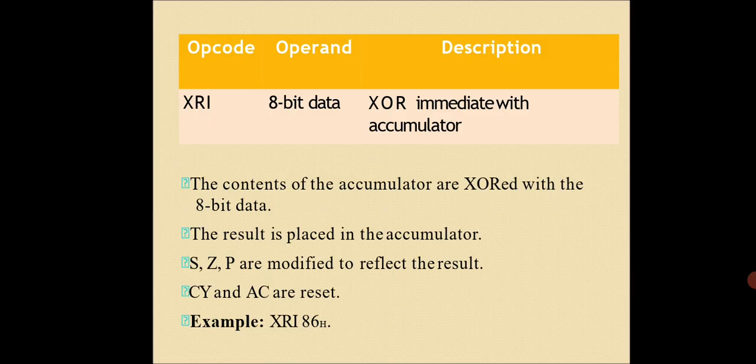The next instruction is the XRI. XRI stands for XOR immediate with accumulator. So it is 8-bit data, and the content of the accumulator is XORed with the 8-bit data. The results are stored in the accumulator itself. S, Z and P flags are modified, and the results are placed in the accumulator. Carry flag and AC are reset. For example, XRI 86H.